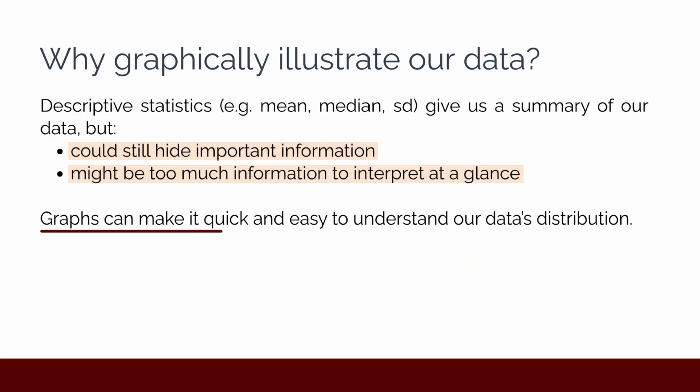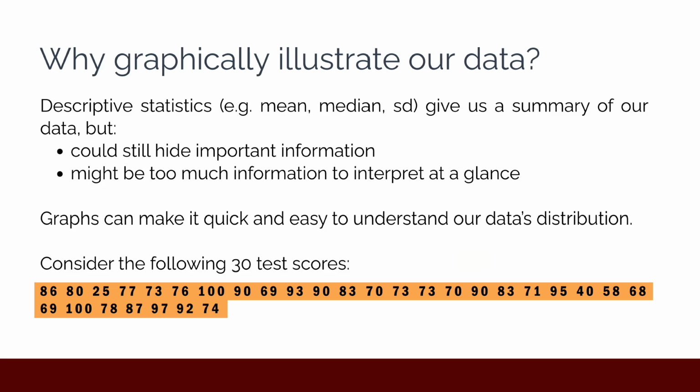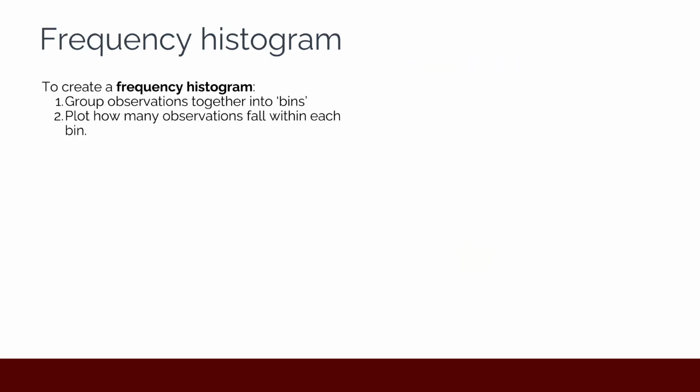For this session, we're going to use 30 test scores that are listed over here, just as a simple example for how we can set up a histogram and basically explain the theory behind a histogram. And then we'll give you some Excel examples that we'll work through together in order to set up a histogram using pivot tables. To create a frequency histogram, what we do is first we group our observations together into what we call bins. And then we plot on our graph how many observations fall within each bin.